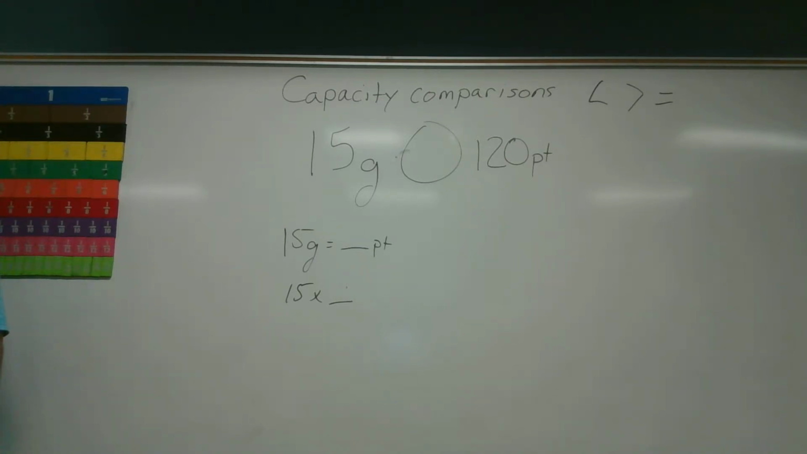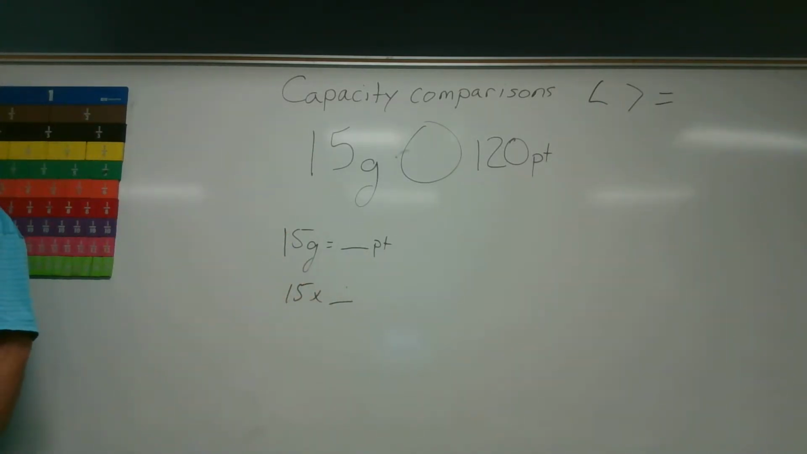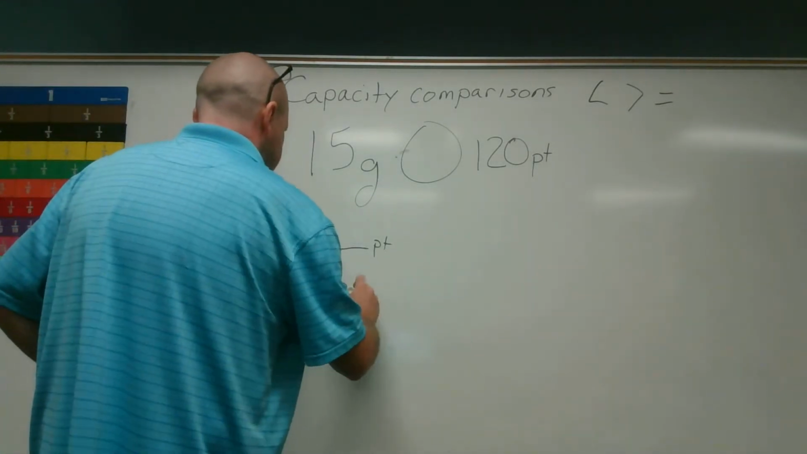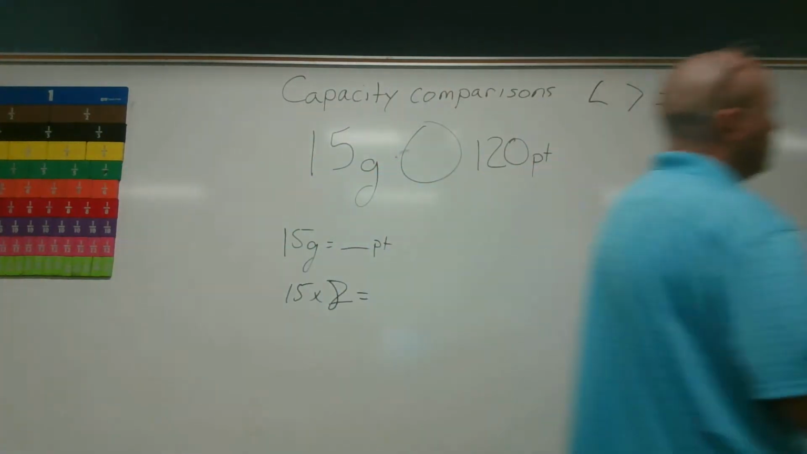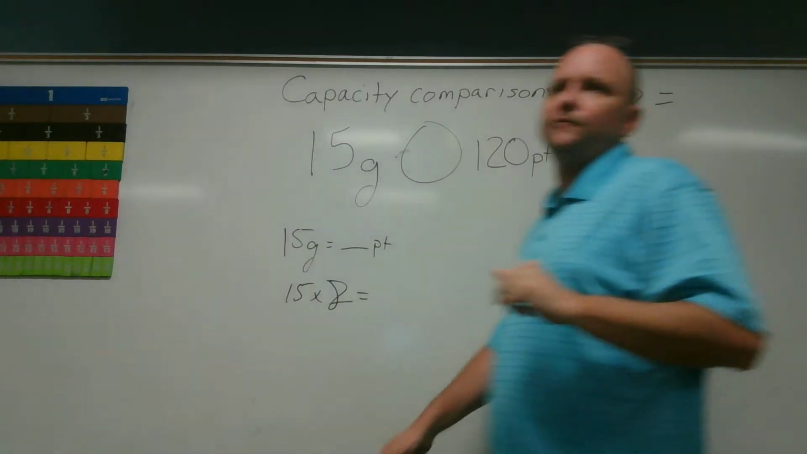Just because he said it doesn't make it right. How many pints are in 1 gallon? You can count them on that thing that you glued in your journal yesterday. How many pints are in 1 gallon? Say again? 8. Look in here. Pints. Pint. That's where the 8 came from.